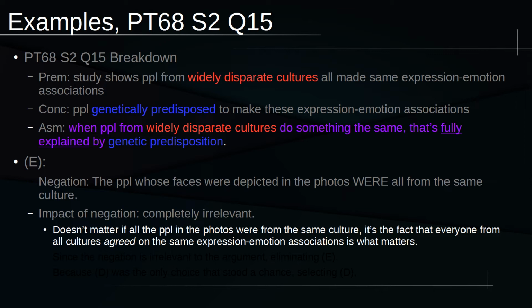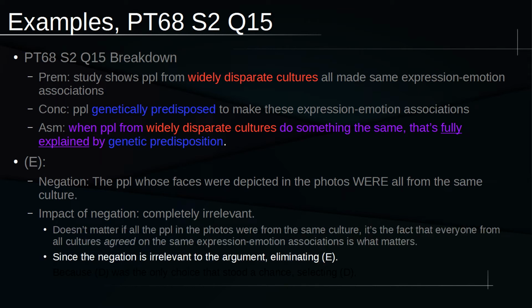It's the fact that everyone from all the cultures agreed on what they were seeing, those associations between the expression and emotion. So again, the simplest way of putting it is, what mattered to the study was that all these different people from different places agreed that they were seeing the same thing. It doesn't really matter what it was they were seeing, it's the agreement that is interesting. So since the negation is irrelevant to our argument, we will also eliminate E from the running here.